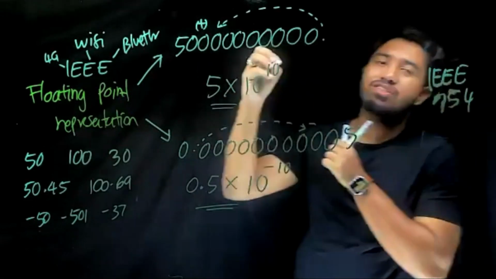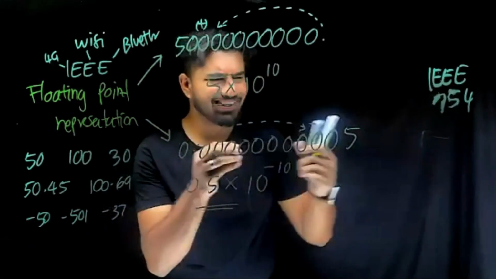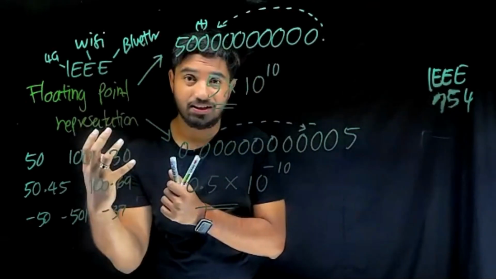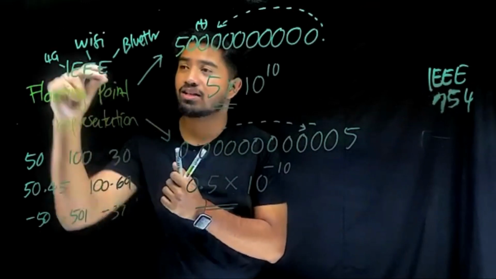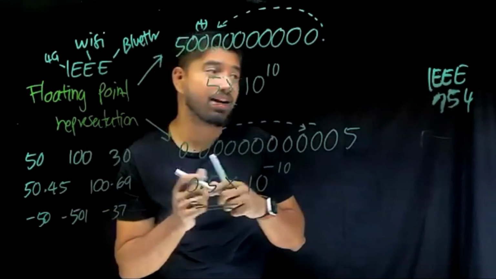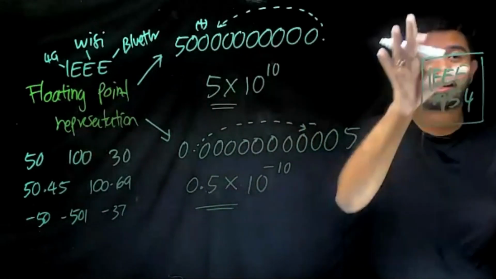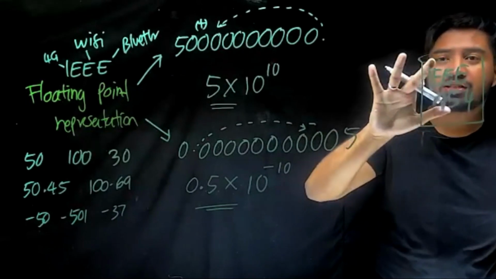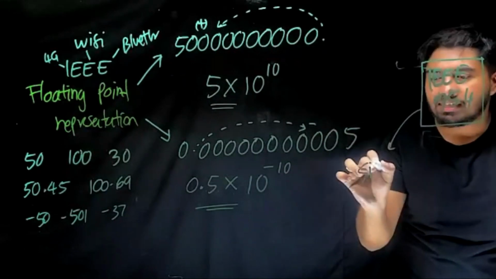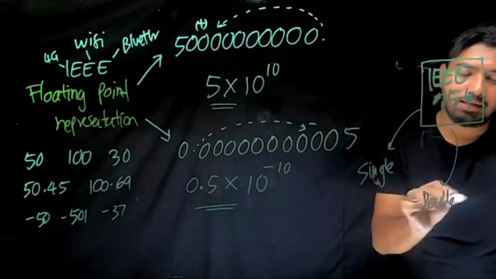So the same structure of representing a very large number using a simple format, or a very tiny number using a simple format, is what we call floating point representation. To support floating point representation, IEEE, Institute of Electrical Engineering, came up with a standard called the IEEE 754 standard. There are two types of notation: one we call single precision, and the second one we call double precision.